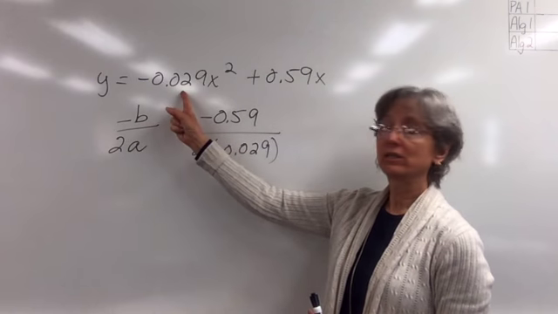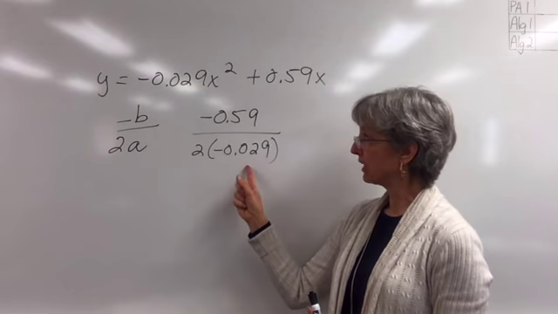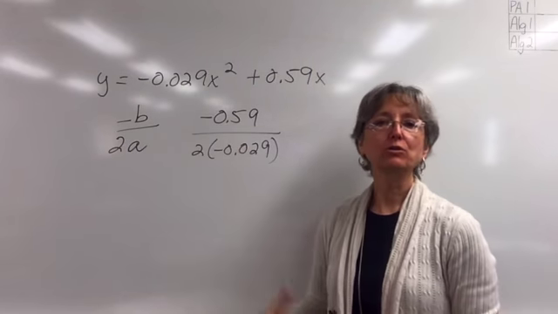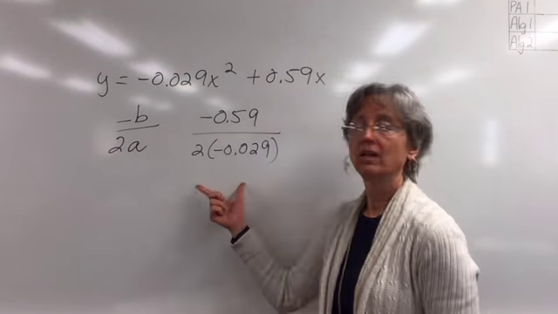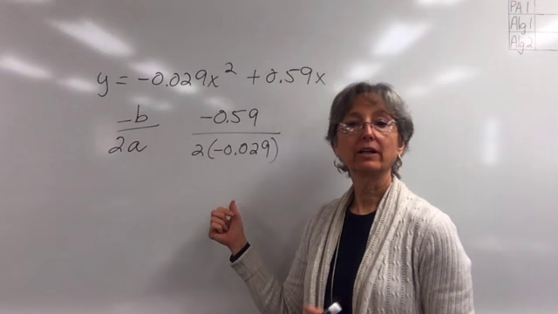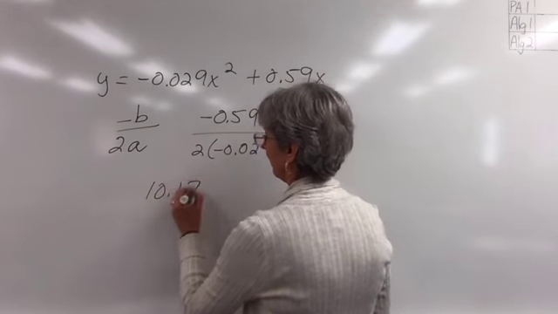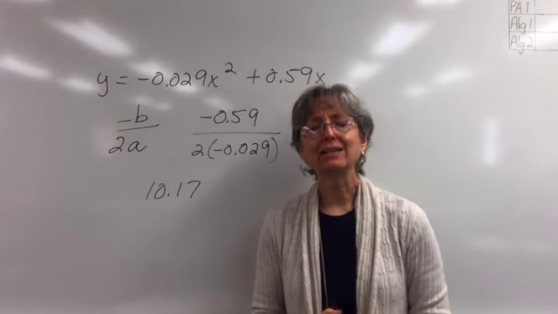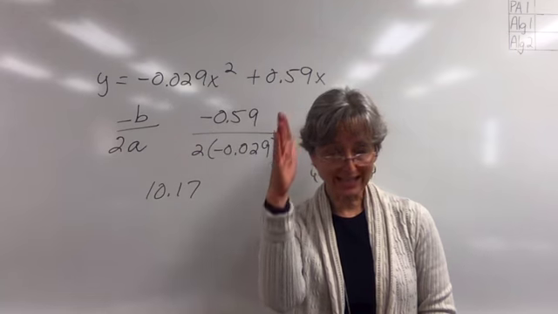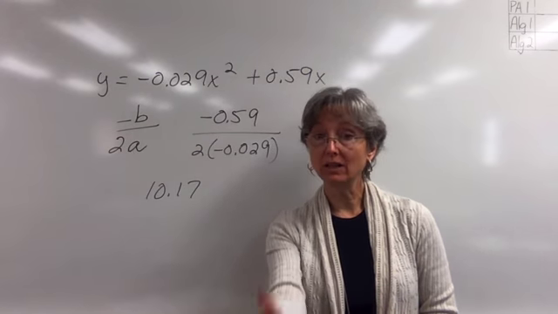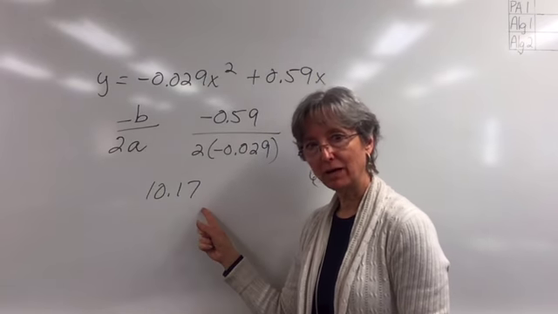My a is 0.029, so double that, negative 0.029, double that for my 2a, and use my calculator to see what that would be. When I entered this into my calculator, I got about 10.17. Now remember that negative b over 2a is our axis of symmetry that goes right down the middle of our parabola, right? So think about that.